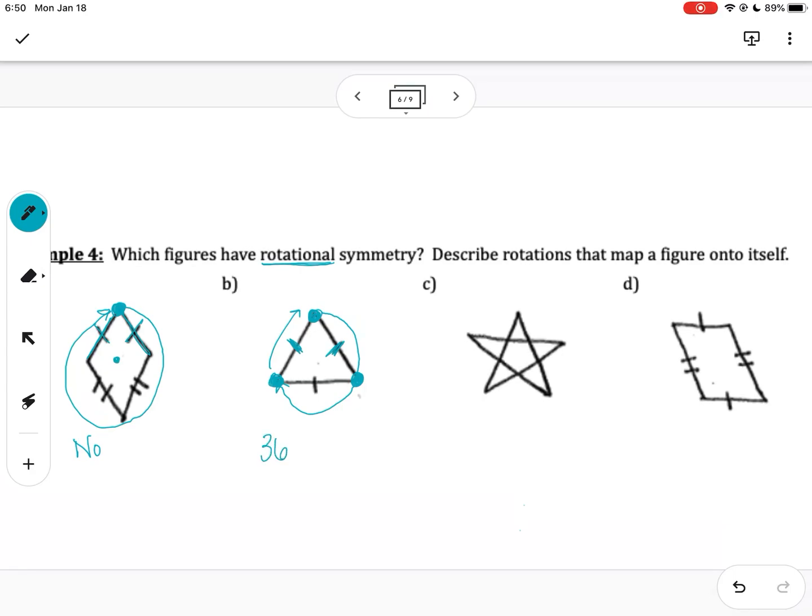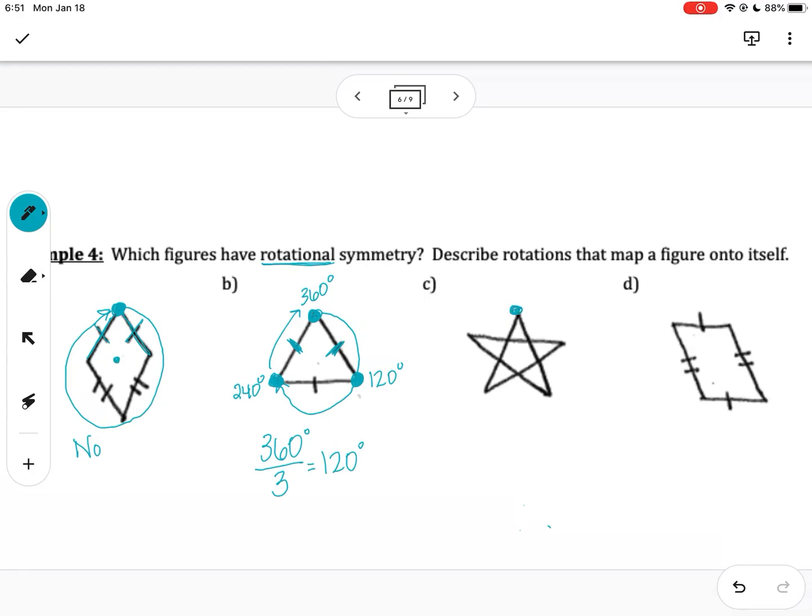So think about a full circle. That's 360 degrees. I'm going to take 360 and divide that by the number of points where it had rotational symmetry. So 360 divided by 3 is 120 degrees. So the first place where it matches up is at 120 degrees. The second place where it matches up is at 240 degrees. And then we get back to the beginning at 360. So to find the degree of rotational symmetry, you would take 360 and divide it by how many times you would have to turn it.